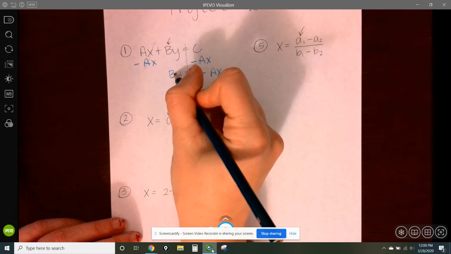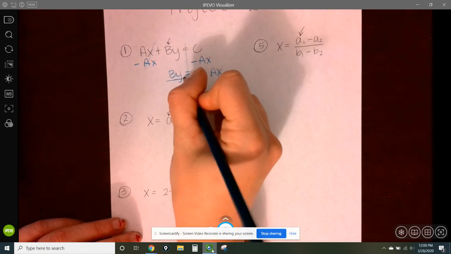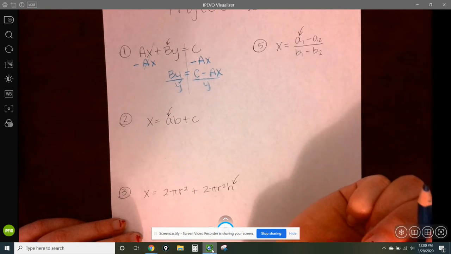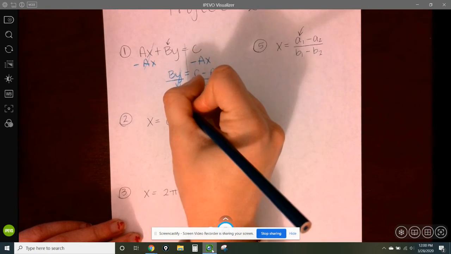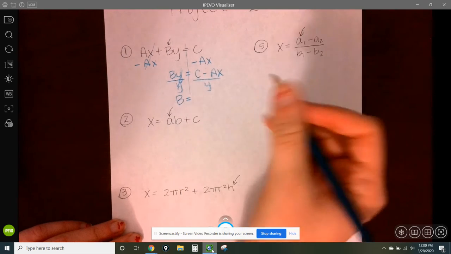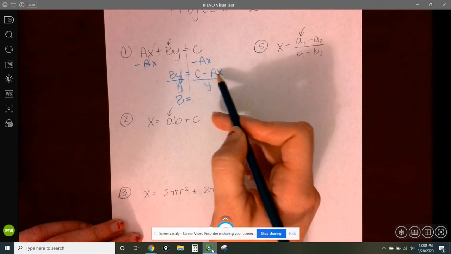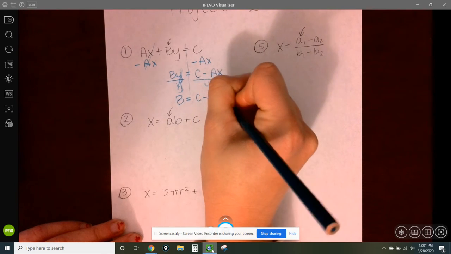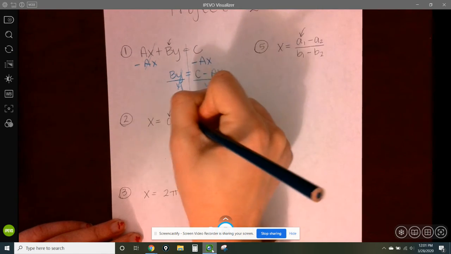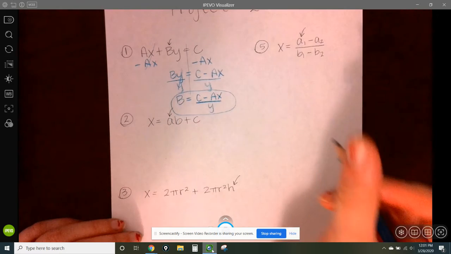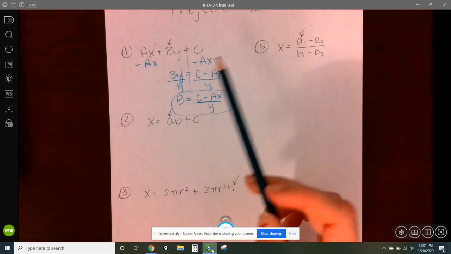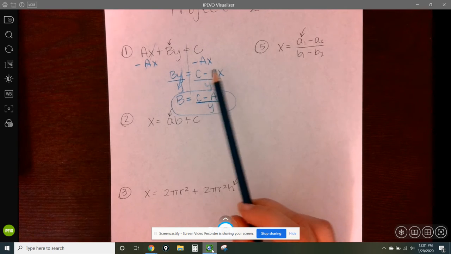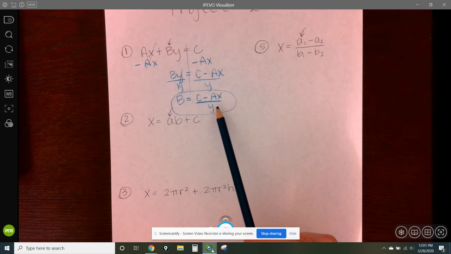So right now I have b times y here. So the opposite of times y would be divide by y. So I'm going to divide both sides by y. So now I just have b, and on this side I have c minus ax divided by y. Well, guess what? You can just leave it as c minus ax divided by y. You can leave it just like that. So these problems, they seem kind of complicated because there's a lot of variables, but really you get to just leave everything. So it's not super tough.